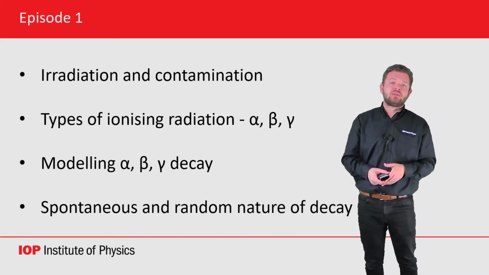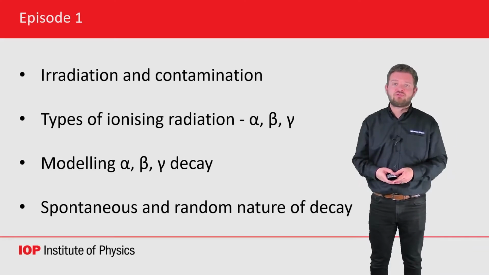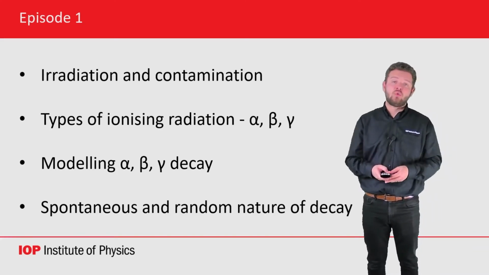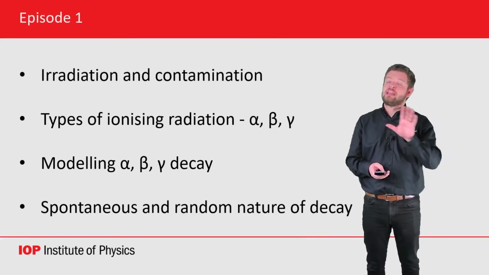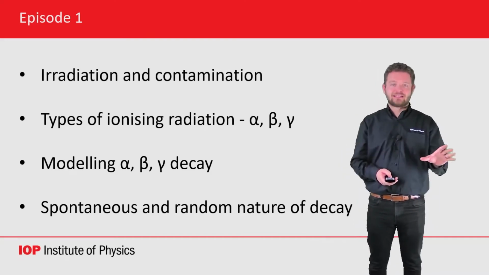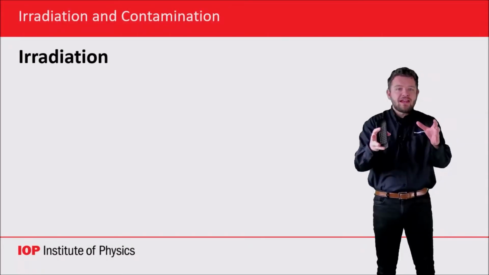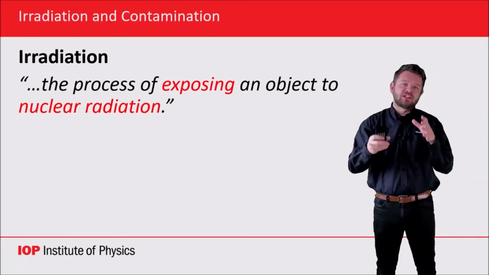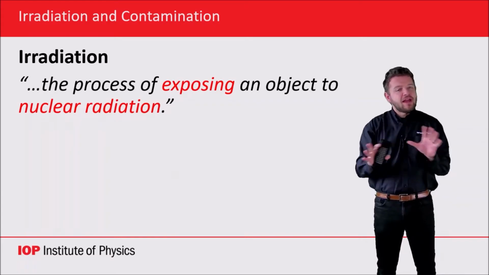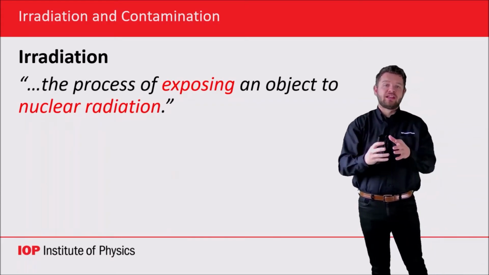Let's first start with a common area of difficulty in the classroom and within society as a whole: the difference between irradiation and radioactive contamination. Irradiation is the process of exposing an object to nuclear radiation. The irradiated object does not become radioactive.